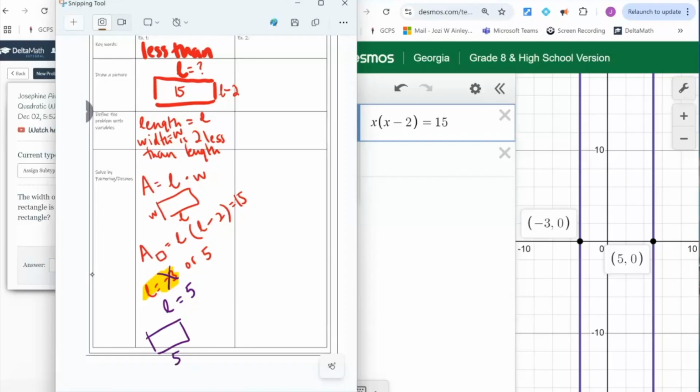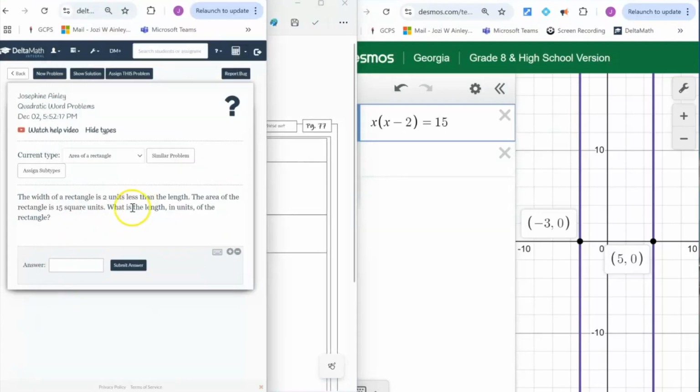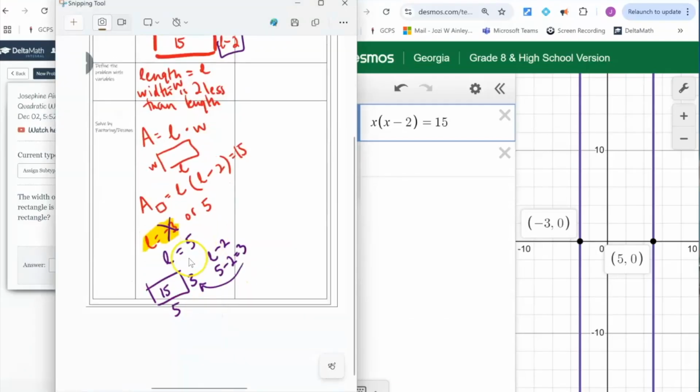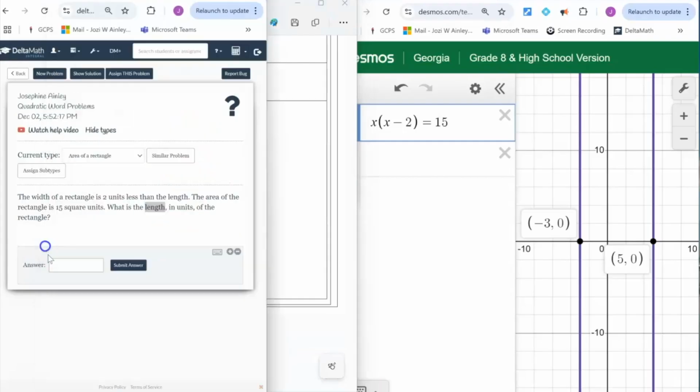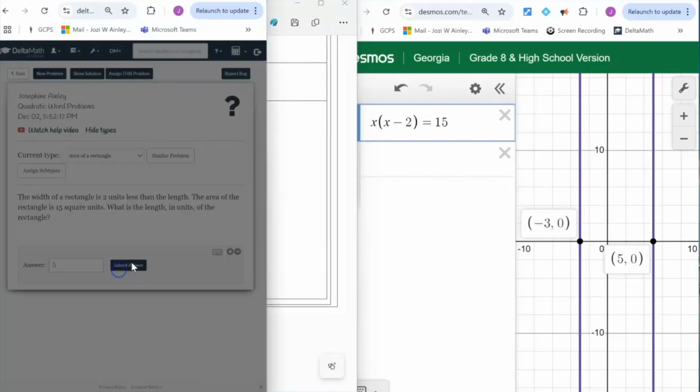So if the length of my rectangle is 5, what does the width have to be so that it's equal to 15 when I multiply them? Well, it has to be 3. Let's double check that. Remember, we said that it's L minus 2, so 5 minus 2 is 3. So my width does work out to be 3. Now I can answer the question, which was, what is the length? And be careful, because sometimes they ask for the length, sometimes they ask for the width. Our length was 5, so I didn't even have to do this extra step. I'm just going to put in 5.